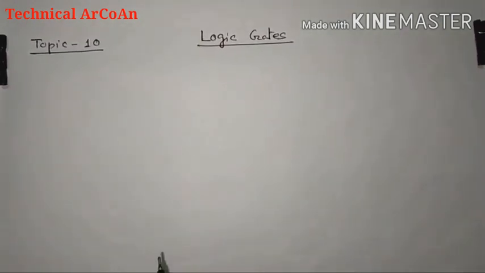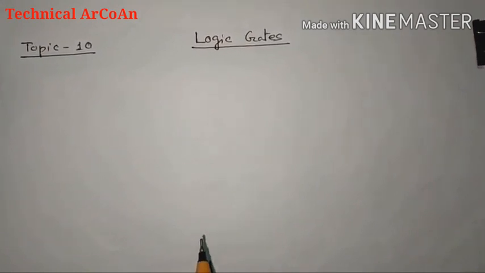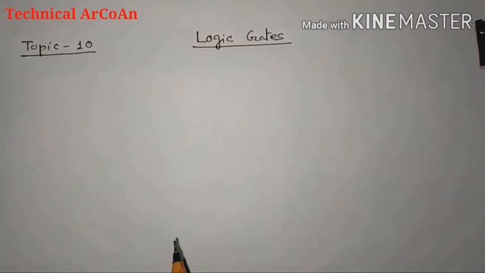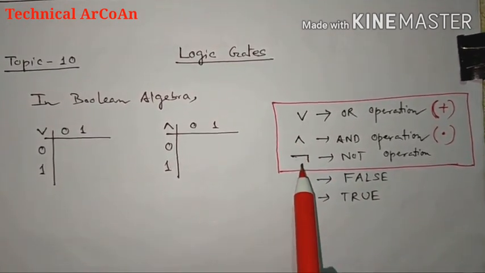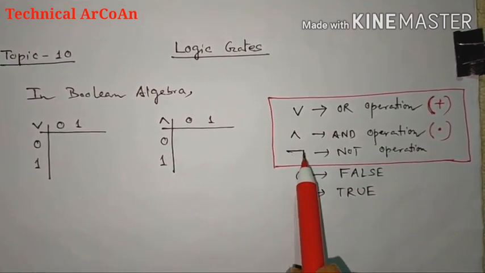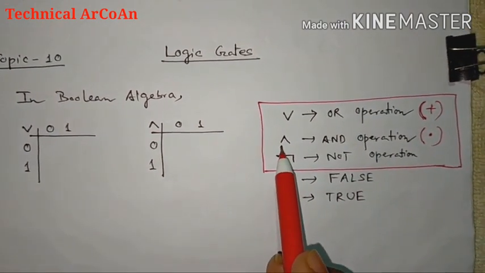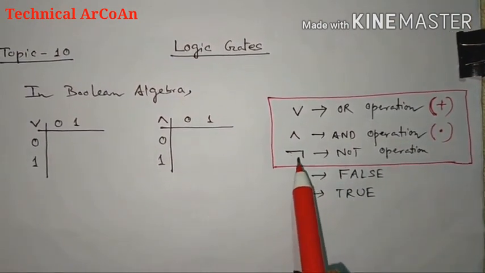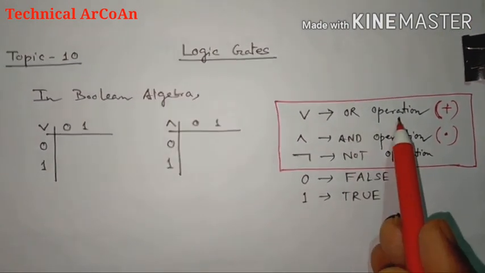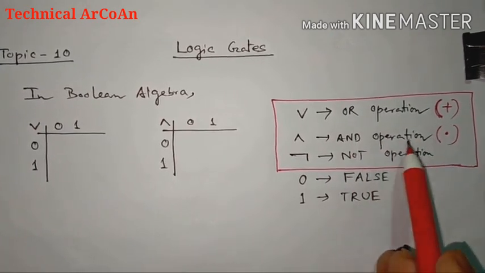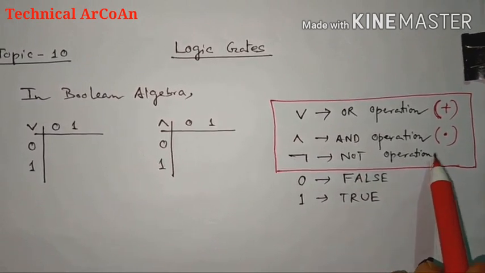Here, Boolean functions have been practically implemented by using electronic gates. In Boolean algebra, these three operations are used. The first symbol is known as the OR operation, this symbol is the AND operation, and this symbol is the NOT operation. You can think of it this way: the OR operation is addition, the AND operation is multiplication, and the NOT operation is the complement.